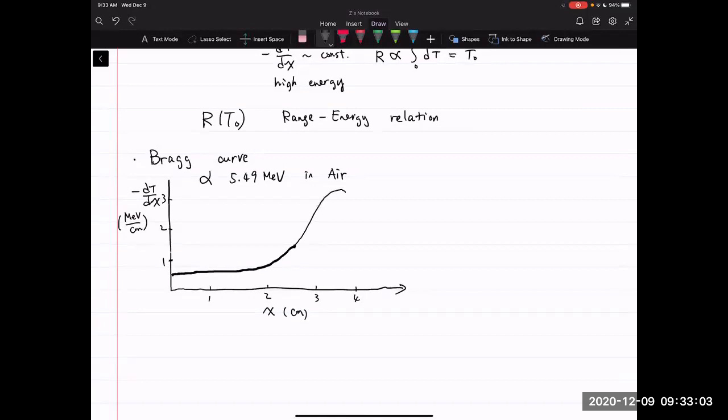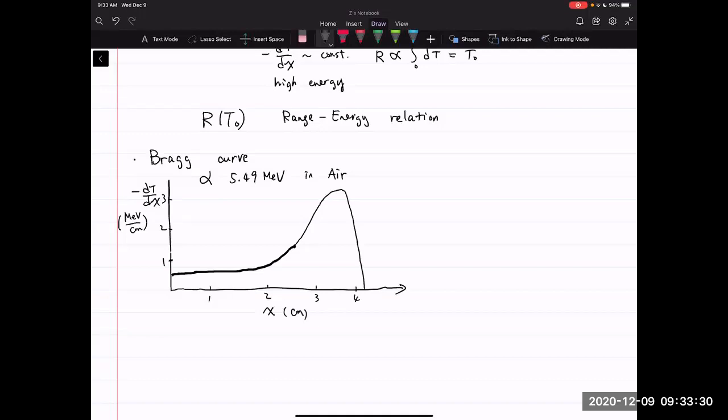Then it reaches a maximum because eventually the particle is going to come to a complete stop. When that happens, the stopping power all of a sudden drops to 0. Okay. So this is the so-called Bragg curve. It describes the stopping power as a function of the depth of the material.